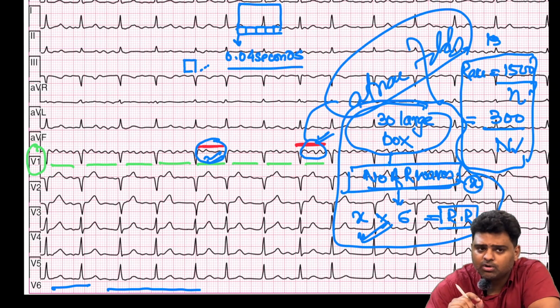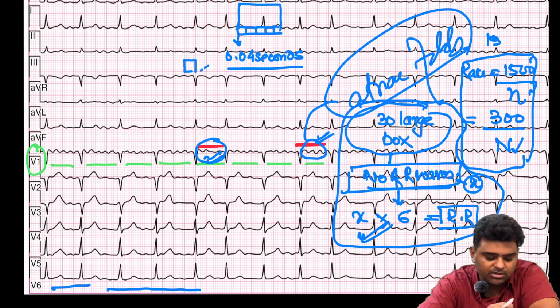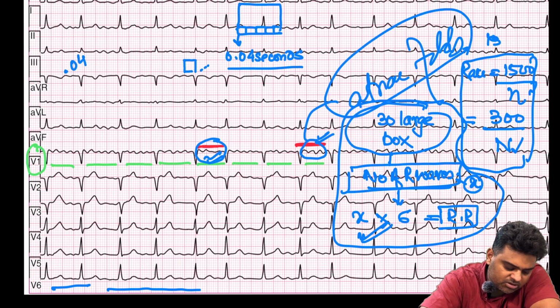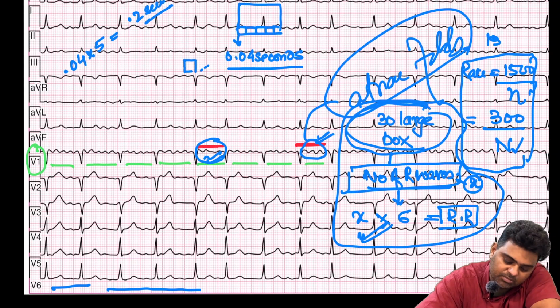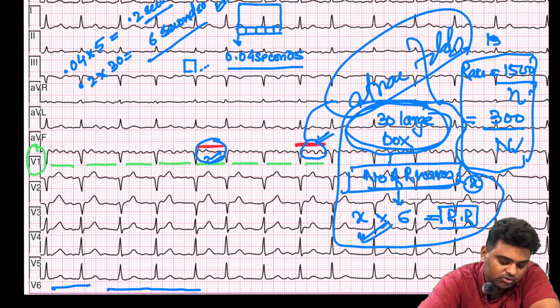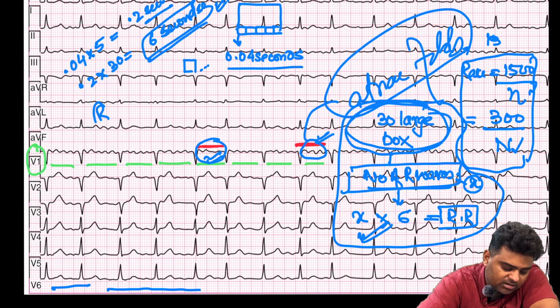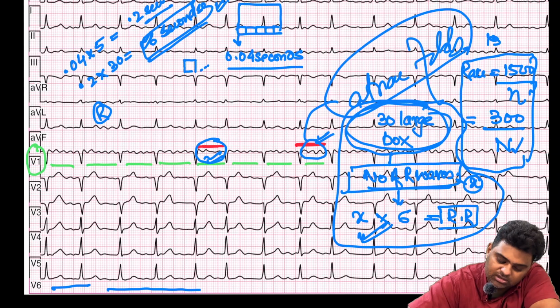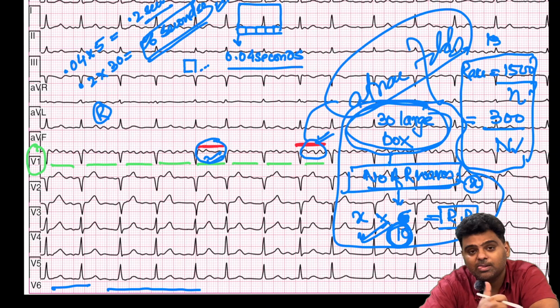I have told you that one small box is 0.04 seconds. So one large box time is 0.04 into 5, that is 0.2 seconds. And we are taking 30 large boxes. So the time in 30 large boxes will be 0.2 into 30, that is 6 seconds. So we are actually calculating R waves in 6 seconds. Now this X has to be multiplied by 10. Sorry. Okay, that is why you have to know the basics.